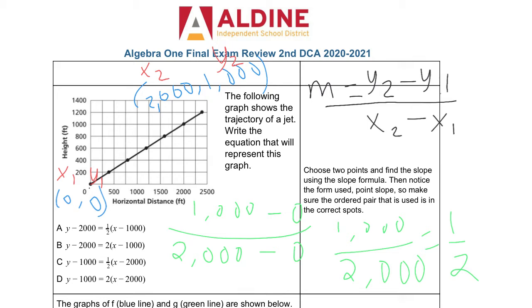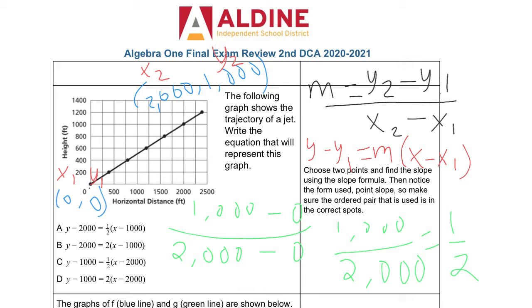So let's see. It says, then notice the form used, point slope, so make sure the ordered pair that is used is in the correct spots. So, point slope formula, we have to remember what it is. So the point slope formula is y minus y1 equals m parentheses x minus x1 close parentheses.